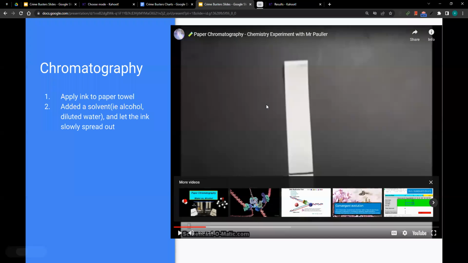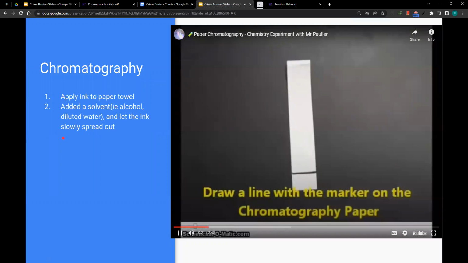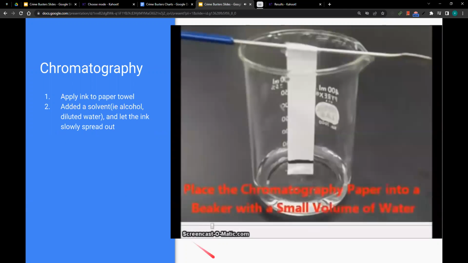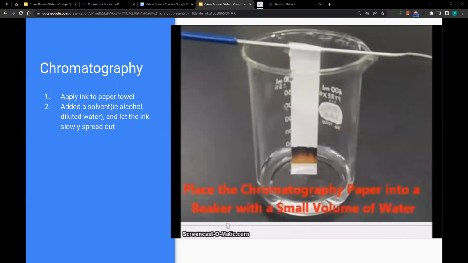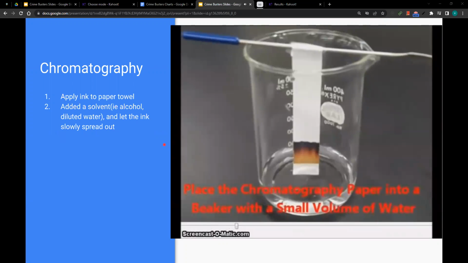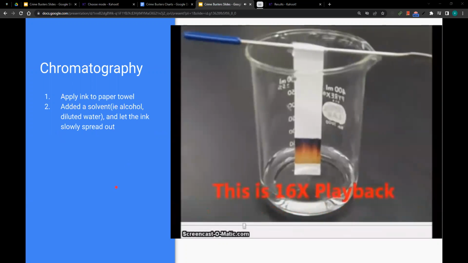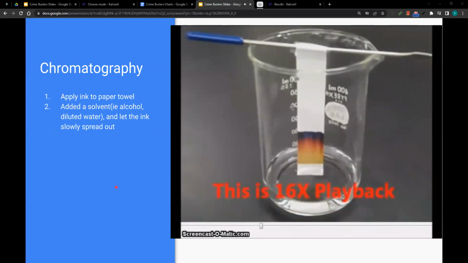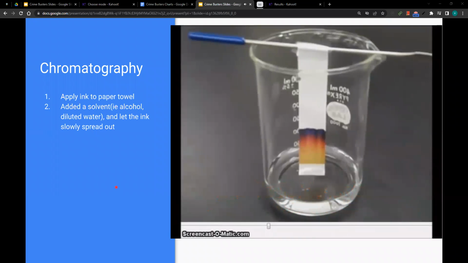Hopefully the audio will come out this time. We'll start our experiment by drawing a line with the marker on the chromatography paper. Then we insert that chromatography paper into a beaker with a small volume of water in it. We can see that the water starts to rise up the chromatography paper because of capillary action. You'll note this happening very quickly because this is 16 times speed playback.